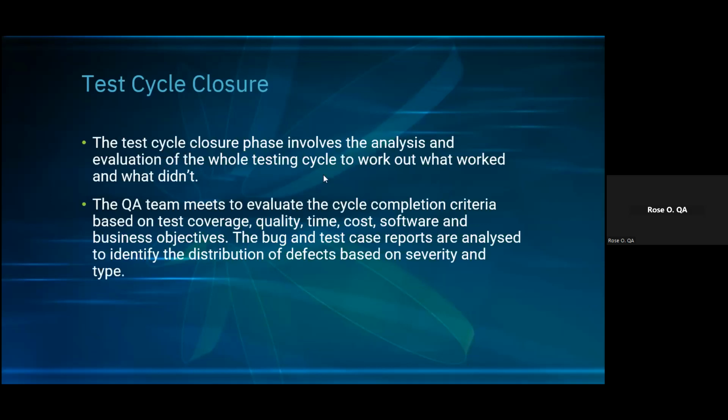The QA team meets to evaluate the cycle execution criteria based on the test coverage, the quality, the time, the cost, software and business objective. So we come together to look at what we have covered. Test coverage is a big topic in the next class. That is what will lead us to the test case design technique. So, software and business objective.